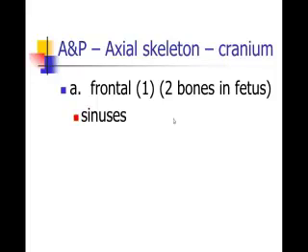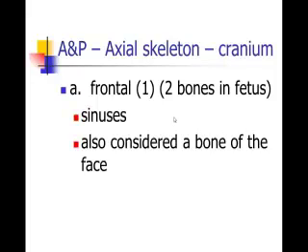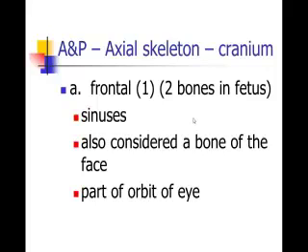The frontal bone is going to have sinuses. We talked about that, and I will show you that in the app from the iPad. The frontal bone is considered a bone of the face. It's the only bone that's considered a bone of the cranium and the face. It forms part of the orbit of the eye. And then we have parietal bones. Parietal bones, there's one on each side.